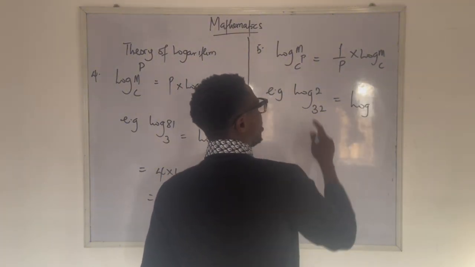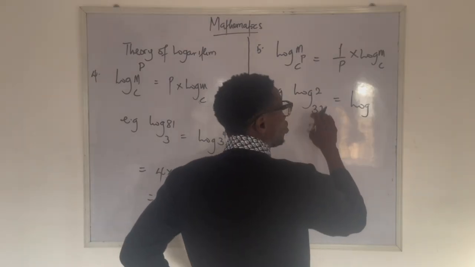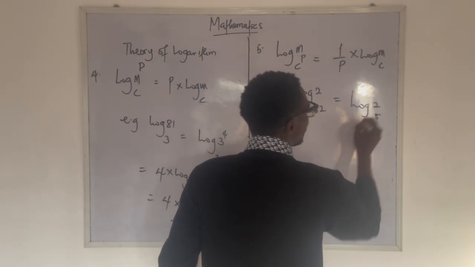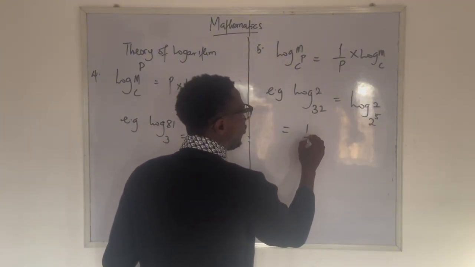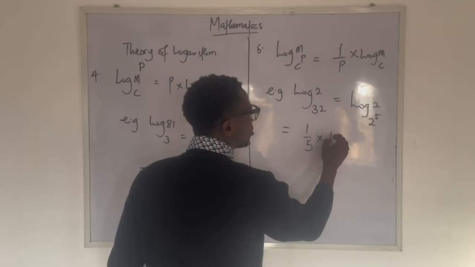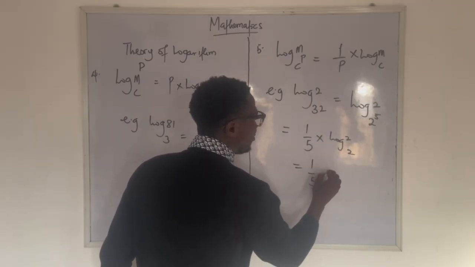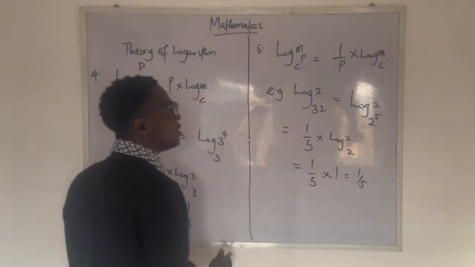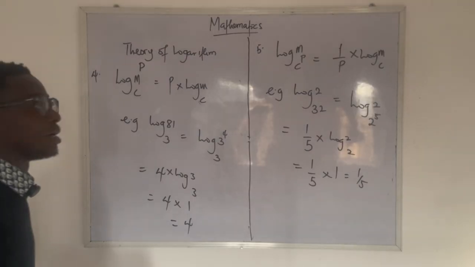So 32, what raised to power 2 can give you 32? 2 raised to power 5 will give you 32. So you say 1 over 5 times log 2 base 2. Then you say 1 over 5 times 1. Your final answer is 1 over 5. Are we together? Your final answer is 1 over 5.